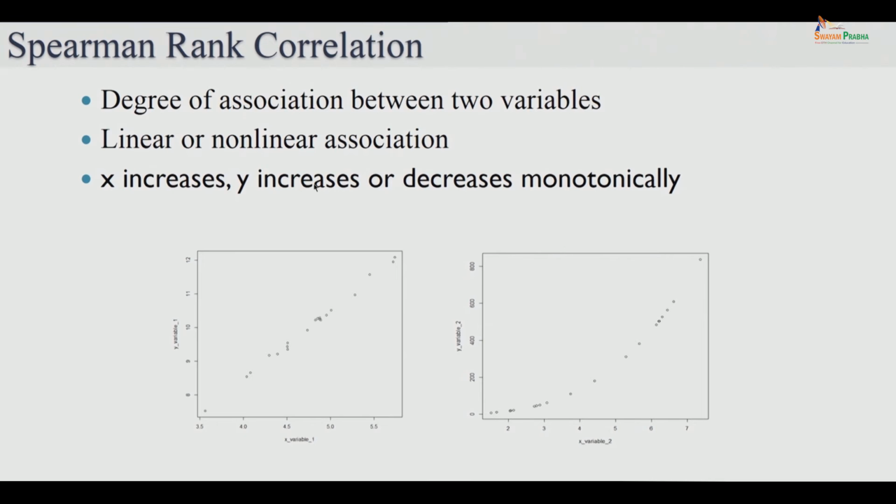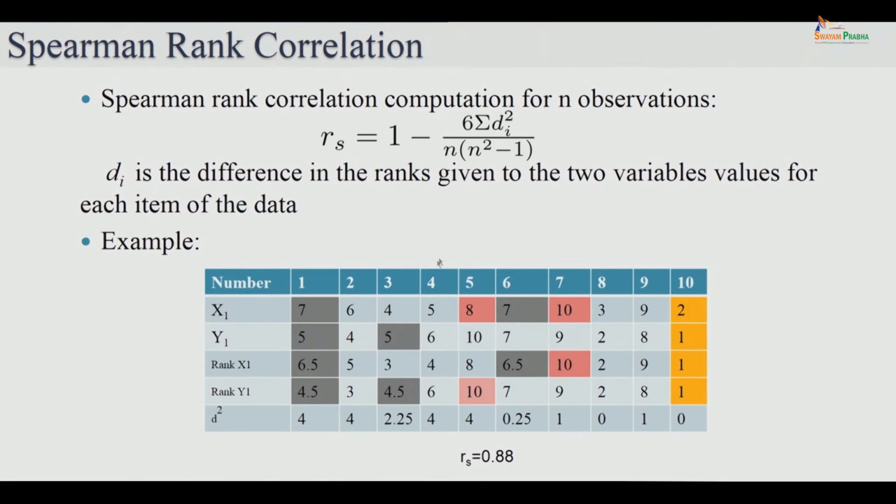If x increases, y increases or decreases monotonically, then the Spearman's rank correlation will tend to be very high. So here's a case when x increases, y increases. This also is a case when x increases, y increases monotonically, but in this case the right hand figure is a non-linear relationship, while the left hand figure indicates a linear relationship. Let's define Spearman's rank correlation, apply it to the same data set and see what happens.